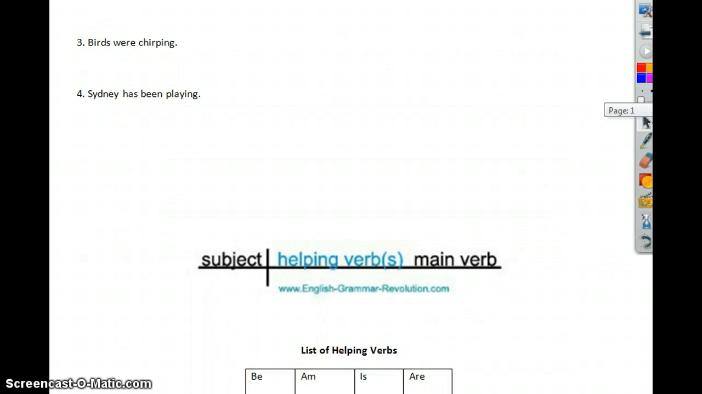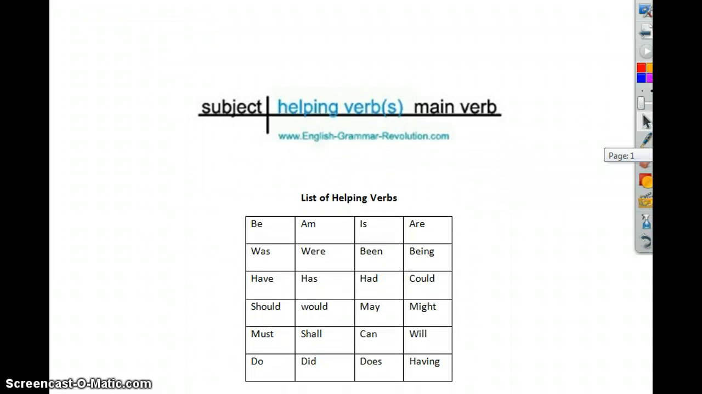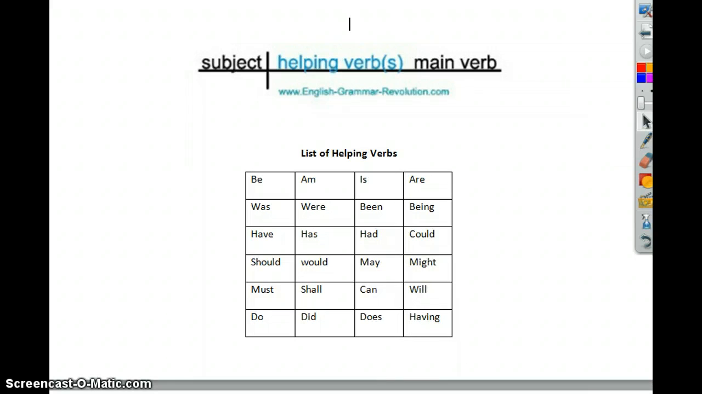And here's a little chart that kind of reviews what we just went over. Subject, firewall, helping verb or verbs, as in the case of number 4, you can have more than one, and then the main verb. Now let's take a look at some of these helping verbs. This might help you remember them. There's only so many helping verbs in our language, so it can help you to learn them by memorizing this little song that I'm going to share with you.